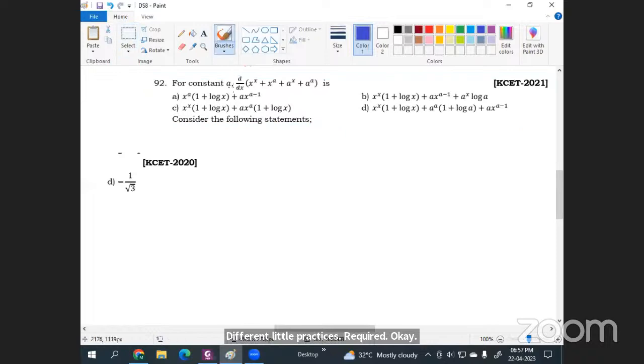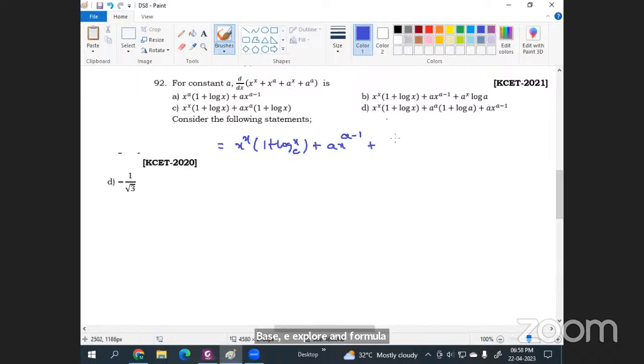For constant a, d by dx of x power x plus x power a plus a power x plus a power a is what? Now, what is the x power x derivative? Already we have done. x power x is x power x into 1 plus log x base e. x power a formula: a into x power a minus 1.